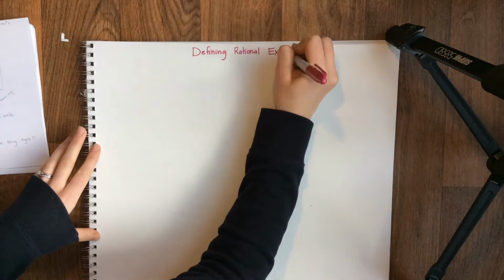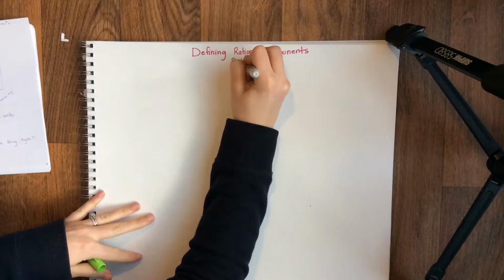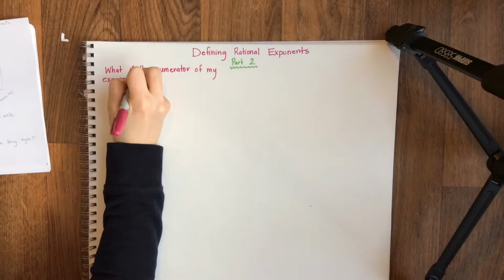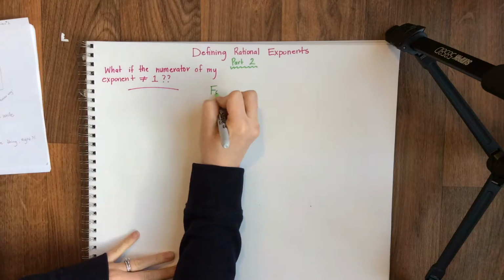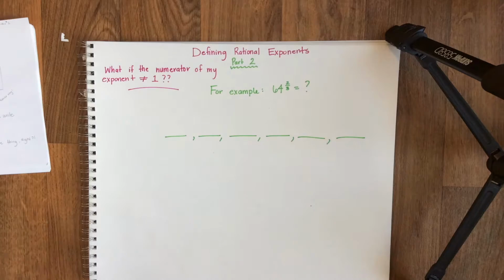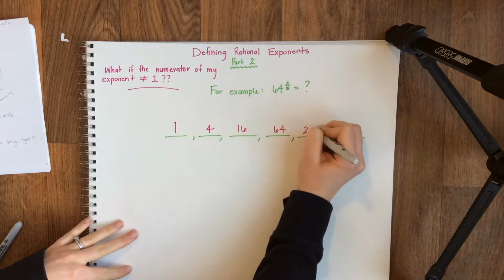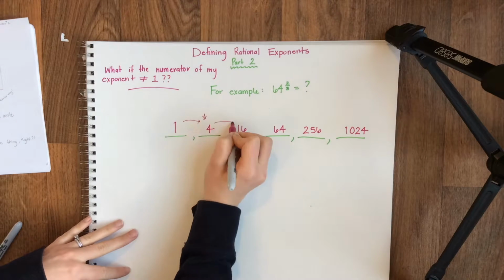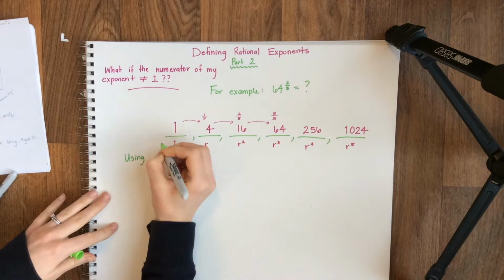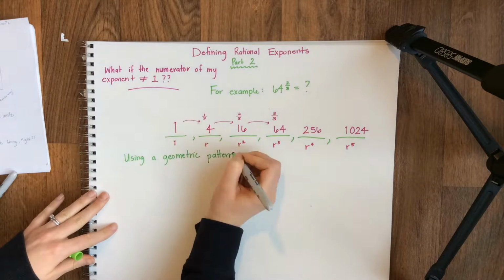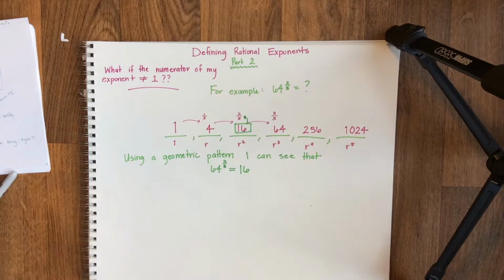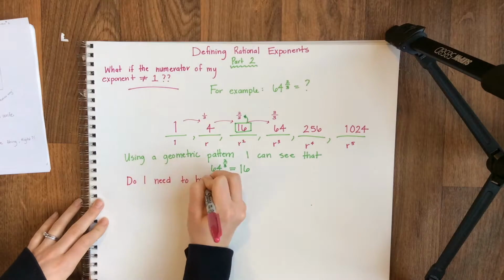Let's look at rational exponents whose numerators are different than 1. What is 64 raised to the 2/3 power? Again, we're going to set up a geometric pattern to help us give meaning to this term. By labeling the distances, we can identify the integer that is 2/3 of the way from 1 to 64. In this example, we can see that 64 raised to the 2/3 power is 16.